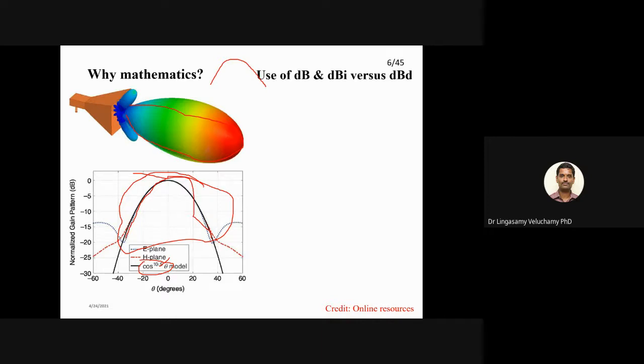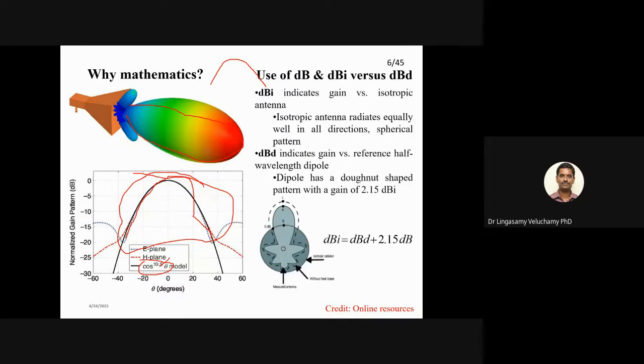Next, most of the time we are confused with dB and dBi. I wanted to emphasize this because I was confused, so every time I use this slide as part of the presentation. dB and dBi are different. If you are denoting the antenna gain, you have to always denote it in terms of either dBi or dBd.